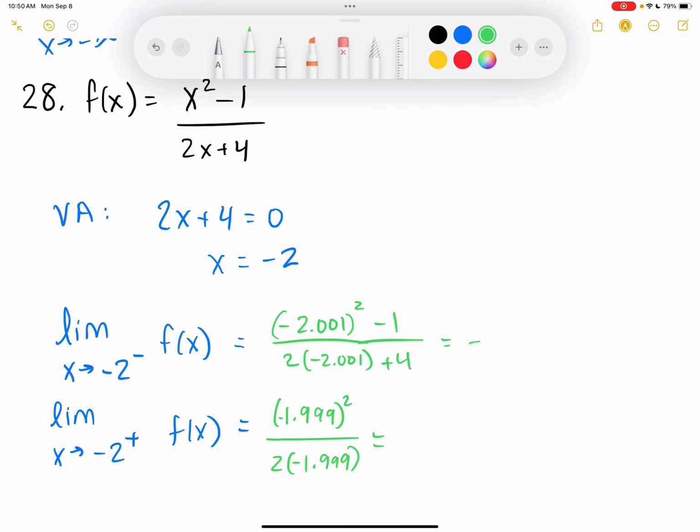However, with this one, if I do my -1 and my +4, this is going to end up giving me a positive number on top still. And then down here, this is going to be something less than 4. So a negative number that's less than 4. And then +4 is going to be a positive. So this one's going to be at positive infinity.